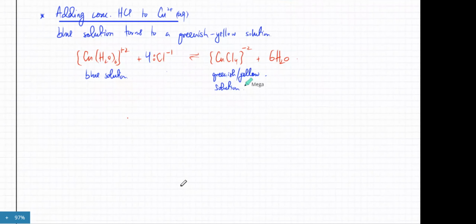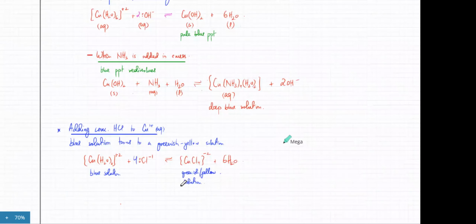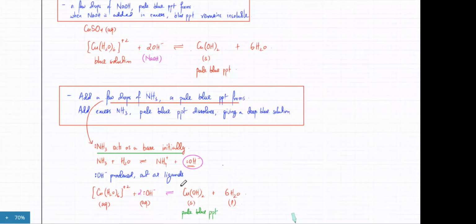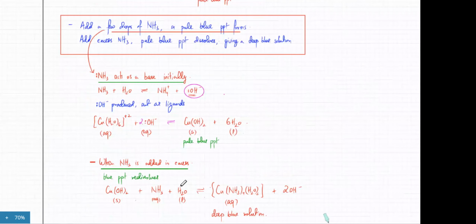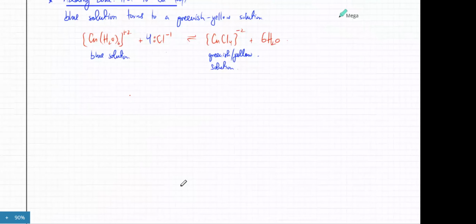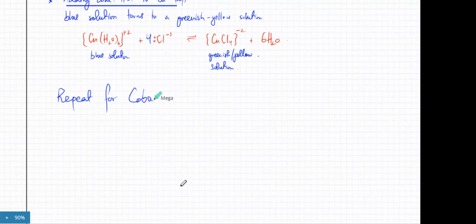Okay, Basa, is this clear? Yes, it's clear. So that's about it. Those are the ligand exchange reactions that we've already discussed, and you have to remember all of them. The other thing you have to remember is to repeat everything. All the equations are exactly the same for cobalt. So you have to repeat the same exact answers for cobalt, and obviously cobalt has different colors.